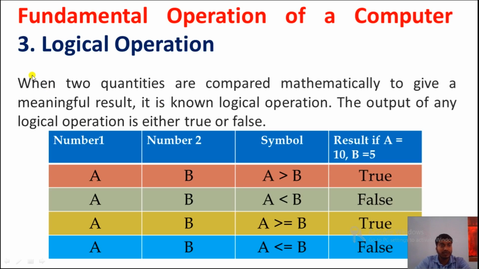So here we have the third fundamental operation, logical operation. When two quantities are compared mathematically to give a meaningful result, it is known as logical operation. The output of any logical operation is either true or false. So this is the definition: when two quantities are compared mathematically to give a meaningful result.